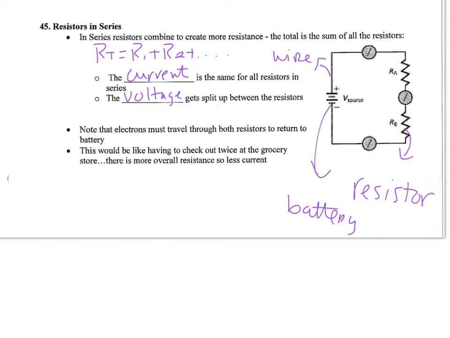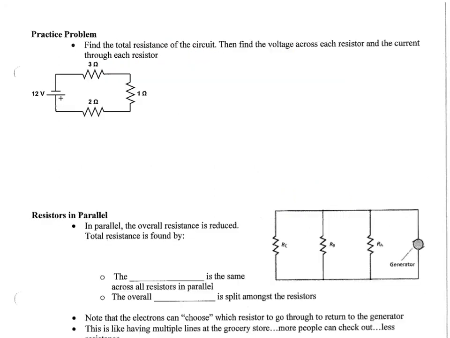So this is going to take probably a couple times to get it, and circuits are essentially just giant puzzles. What you need to know about series right now is that to figure out the total resistance in the circuit, you add up the resistors. Okay, so let's do the example on the next slide. Find the total resistance of the circuit. Then find the voltage across each resistor and the current through each resistor.